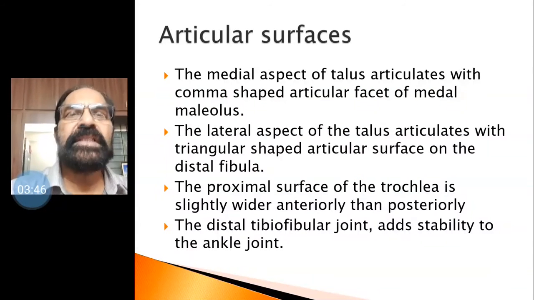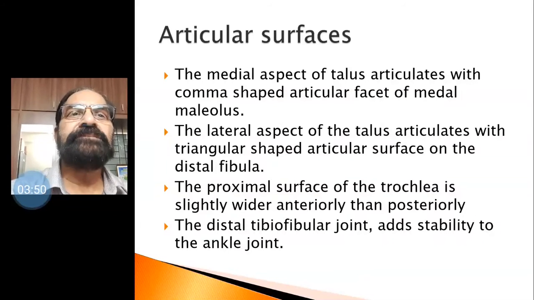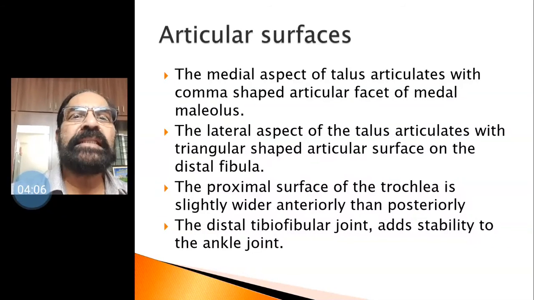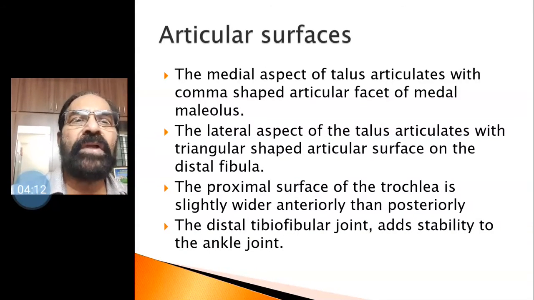Coming to articular surfaces, the medial aspect of the talus articulates with the comma-shaped articular facet of the medial malleolus. The lateral aspect of the talus articulates with a triangular-shaped articular surface on the distal fibula. The proximal surface of the trochlea is slightly wider anteriorly than posteriorly. The distal tibiofibular joint adds stability to the ankle joint.